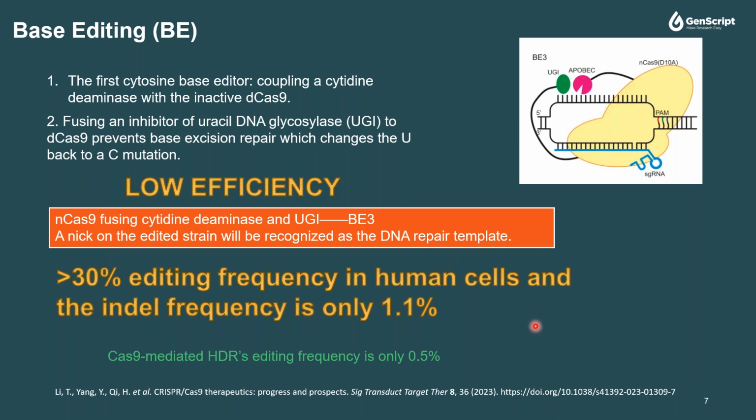And then nCas9 fusing cytidine deaminase and UGI was called BE3. A nick on the edited strand will be recognized as the DNA repair template. Over 60% editing frequency in human cells, and the indel frequency is only 1.1% for BE3.